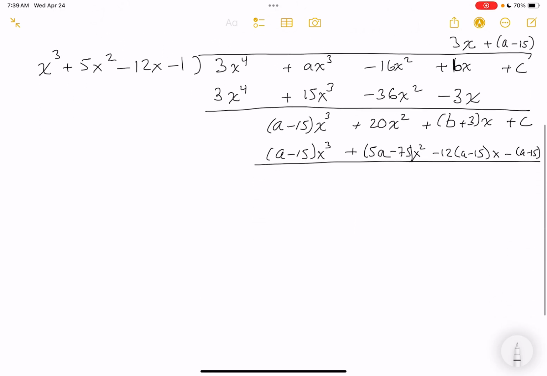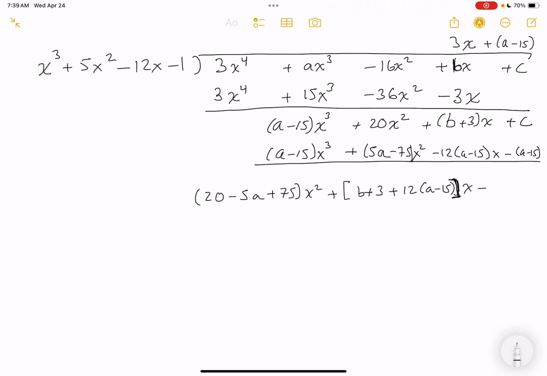All right? Oh boy, got to do this now. And looking at it, what are you going to get? You're going to get 20 minus 5a plus 75 times x squared. Then you're going to get over here plus b plus 3 plus 12 times a minus 15 times x. And then you're going to get, let me just make sure I'm not doing it wrong.